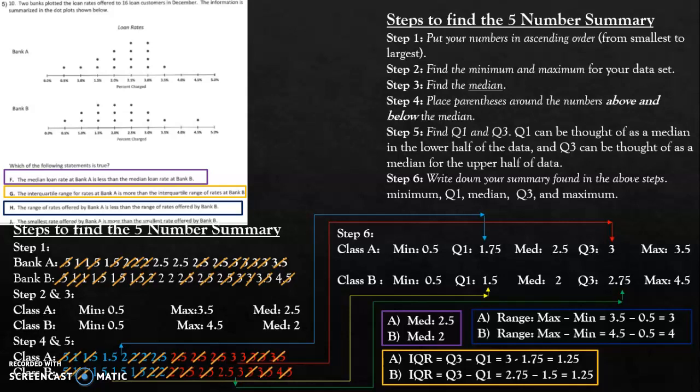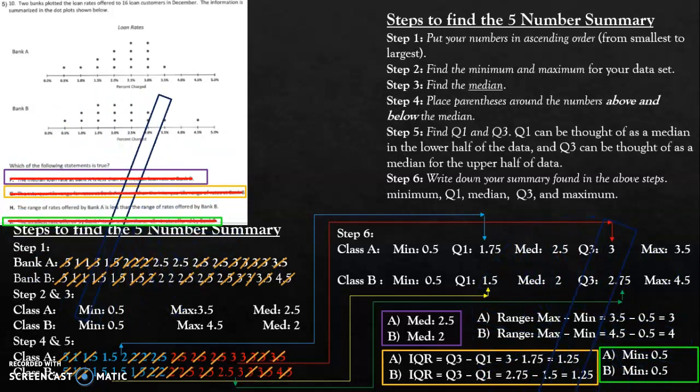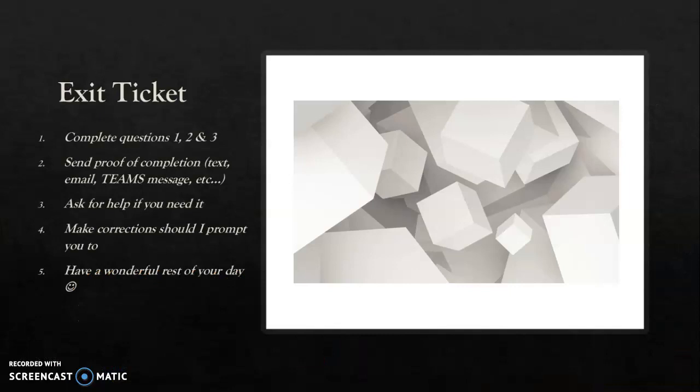Go off into the last one, and it says that the smallest rate offered by bank A is more than bank B. So we're talking about minimums. They're the exact same, so that's incorrect. Okay, so in doing so, we see that G cannot be it, so our answer is H. So guys, that is how you break down data using the 5-number summary.